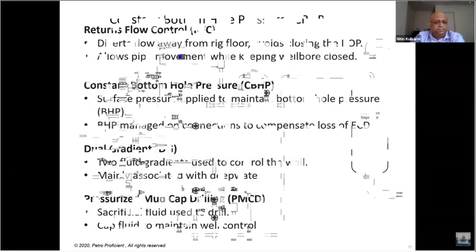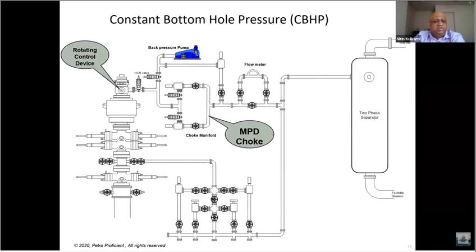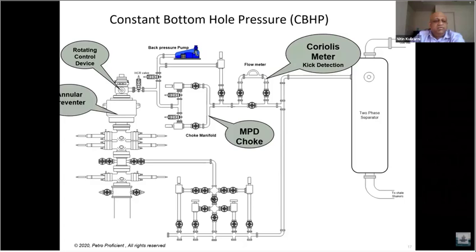We will discuss them. So this is how a typical setup of MPD looks like. You'll see here, you start with the rotating control head, then you have your choke manifold, then you have your Coriolis meter, which does the kick detection. Then you have the annular preventer, just to give you an idea about the BOP stack. And this is your mud gas separator.